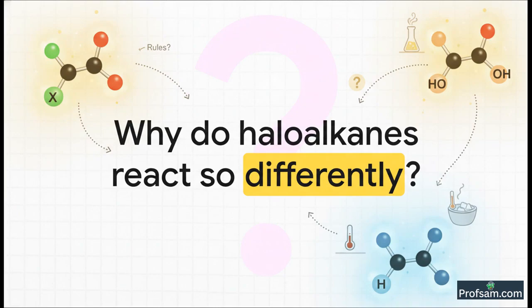You take a haloalkane, you do a reaction, and you get an alcohol, okay? But then you change the conditions just a tiny bit, or you take a slightly different molecule, and suddenly, poof, you get an alkene. Now, I know it can seem very confusing, almost random, but trust me, it is not. There are very clear rules, and by the end of this session, you will have a solid framework to predict exactly which path a reaction will follow.